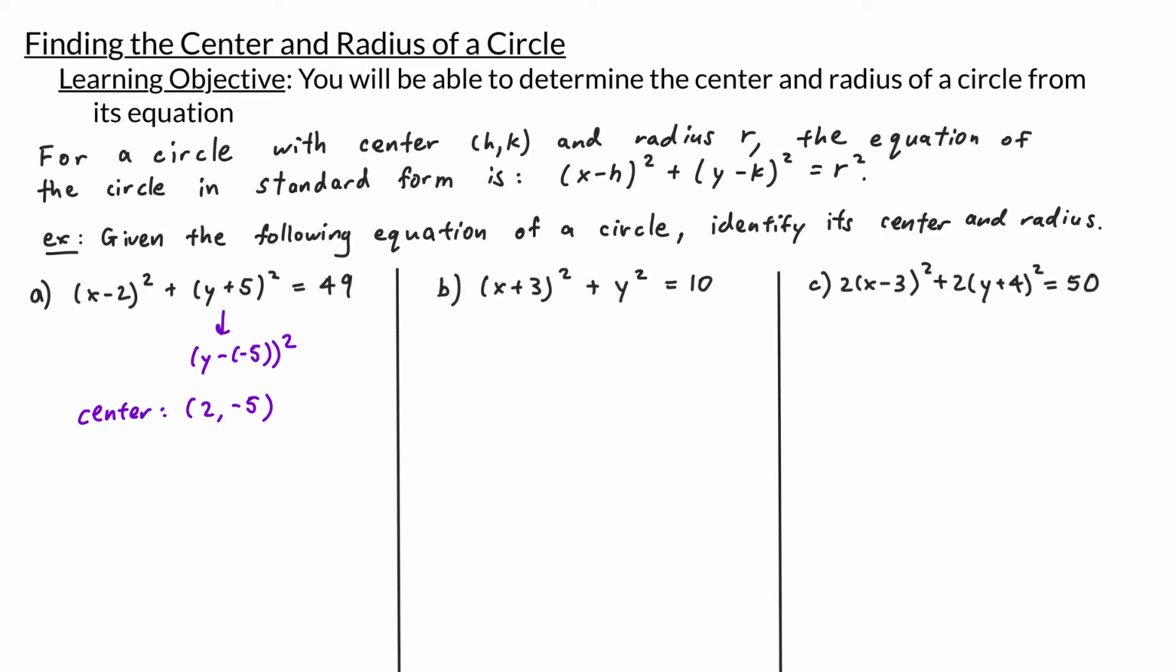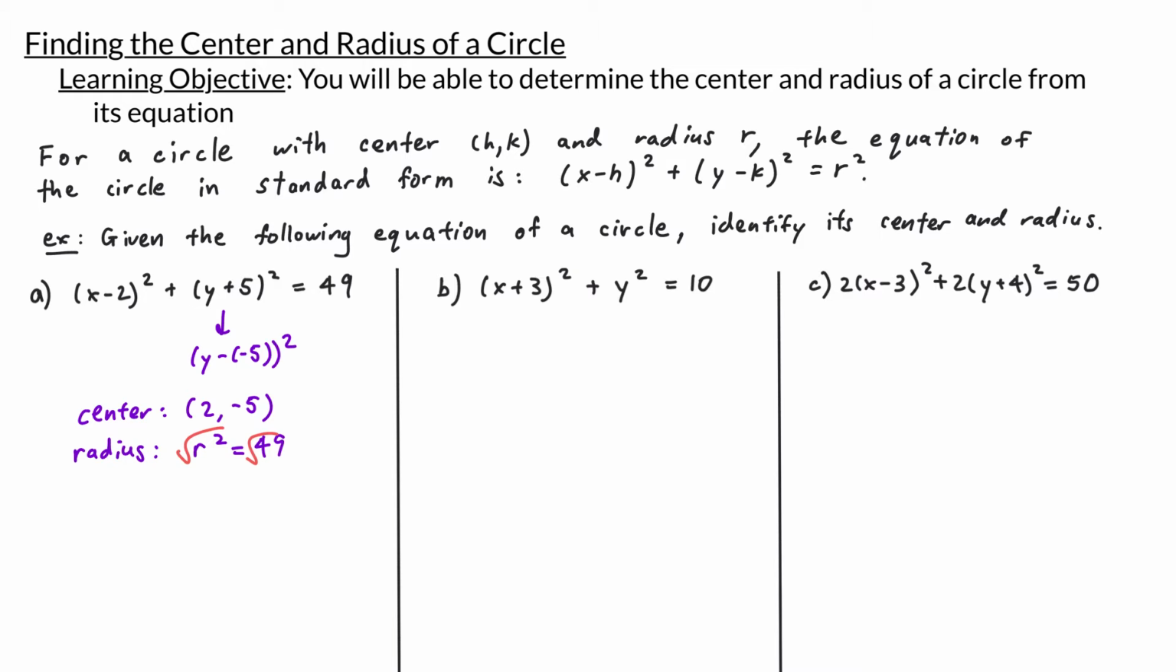In order to find the radius of the circle, we want to look at the right-hand side of our equation. The right-hand side here is the radius squared. So for our problem here, we can set r squared equal to 49. And so if we want to find the radius, all we have to do is take the square root of both sides. We see that there are two options for r. Either r is positive 7 or r is equal to negative 7.